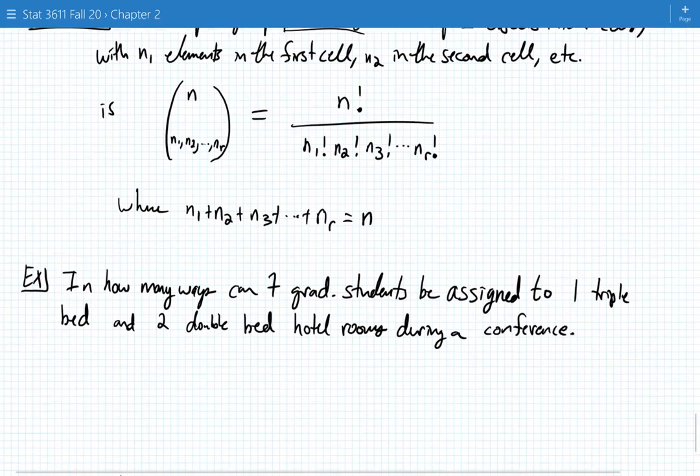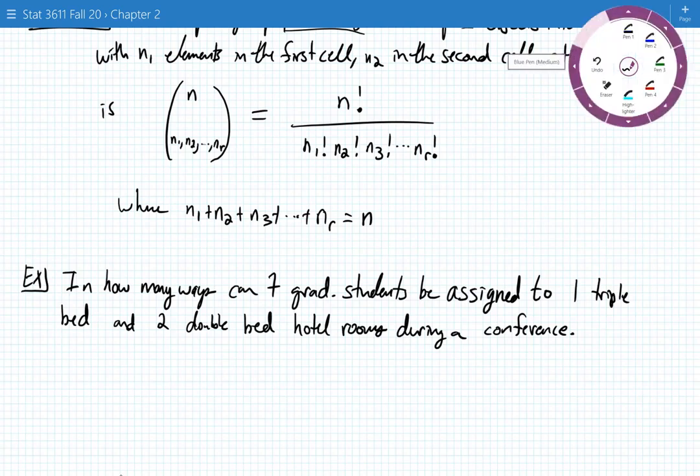Well, one triple bed and two double bed hotel rooms. So in one room, the triple bed means there are 3 beds, and then there are 2 rooms that are double bed hotel rooms. So there are 2 rooms that have 2 beds. So one triple holds 3, has 3 beds, and there are 2 other rooms that have 2 beds.